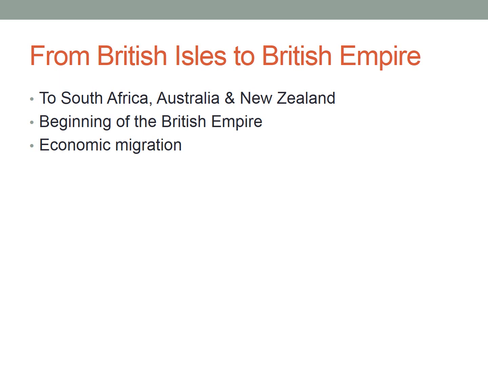So the British moved largely to coastal areas in sub-Saharan Africa, parts of Australia, and New Zealand, and this was the beginnings of the British Empire. You might have heard the phrase, the sun never set on the British Empire. And this is the beginnings of that. And it was a largely economic migration, but there were also some demographic characteristics.